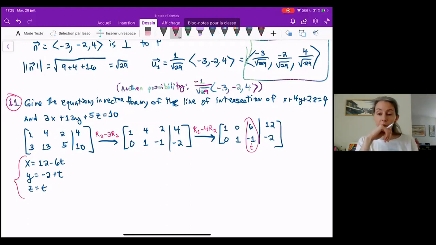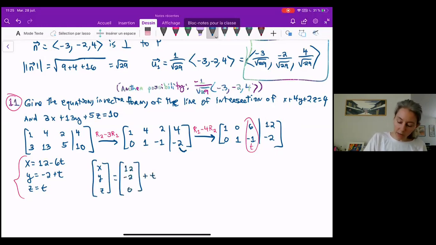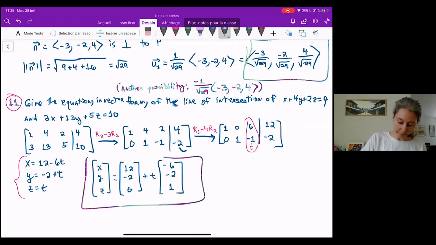We were asked for the line in vector form. So now I'm going to take those parametric equations and write them in vector form. The point is 12, -2, 0, plus t times my t vector, -6, -2, 1. And this is your final answer.